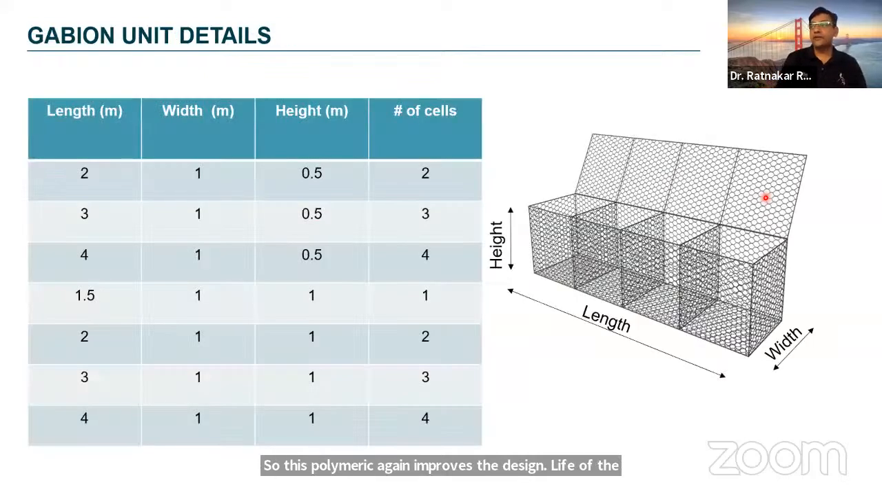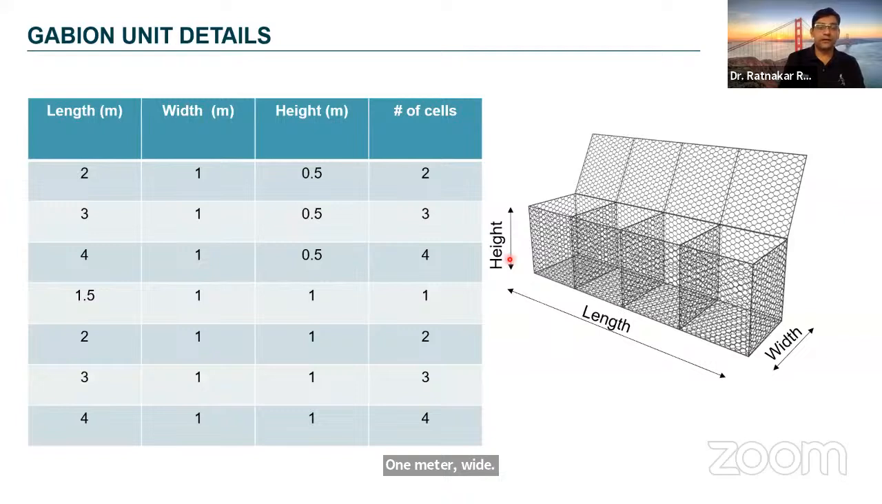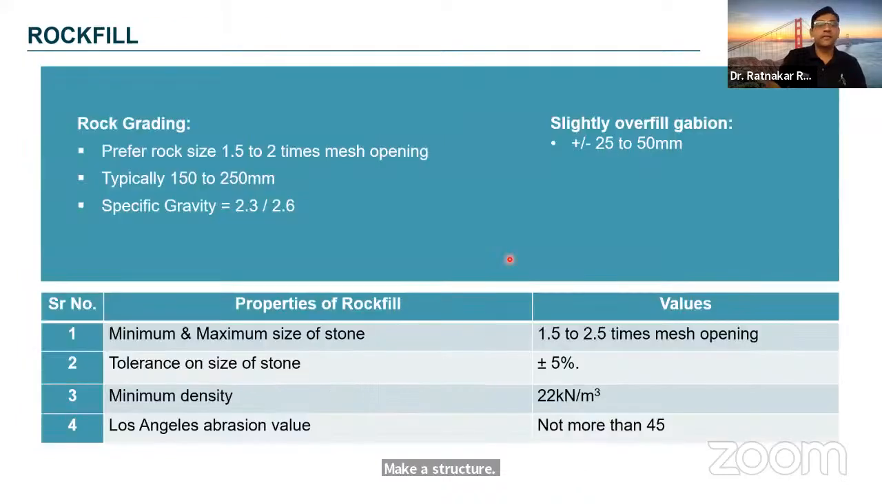These gabions come in different forms. So let's look at this figure where we're talking of length, width, and height. Typically, the height of the gabions is 0.5 meter or 1 meter. The length is usually 2, 3, and 4, and sometimes even 1.5 also. But typically 1.5 meter long gabions are usually 1 meter wide and 1 meter high. 1.5 meter gabions don't come with a 0.5 meter height. So with these different sizes, you can really make a structure which can be properly designed.